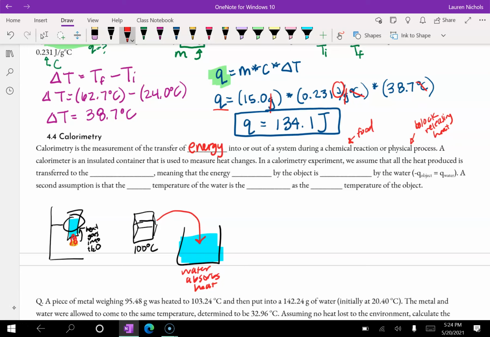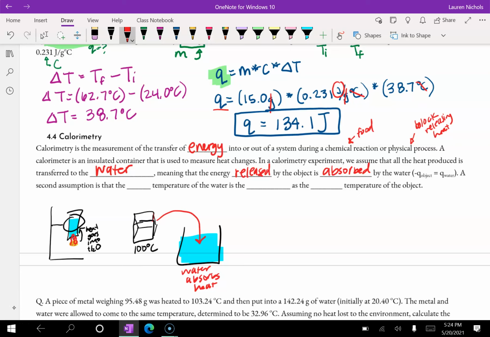And so one thing that we do is we assume that all the heat that's produced is transferred to the water, meaning that the energy that is released by the object is all absorbed by the water. And we know this actually isn't what happened in real life, because when I take this metal piece out of the fire and put it in there, some of the heat is going to go into the air.